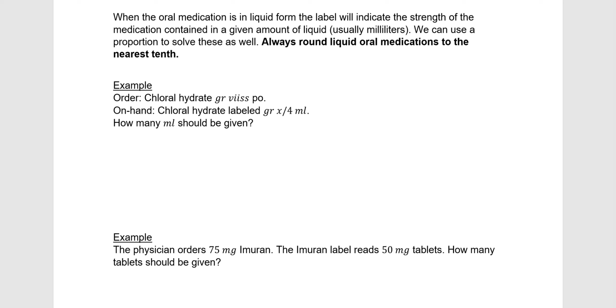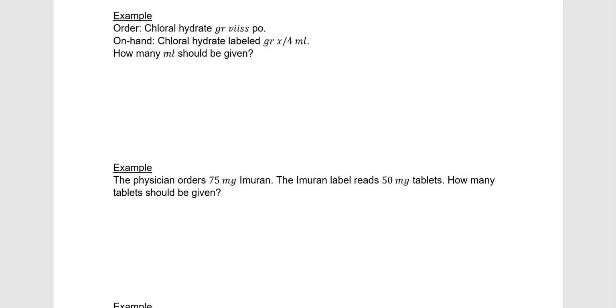Okay, next examples here. When oral medications are in liquid form, the label is usually going to indicate the strength of the medication, and it's usually going to be in milliliters. And just like before, we're going to be using proportions to solve these. And just a note here, we're going to be rounding the liquid oral medications to the nearest tenth. Okay, so let's see this example.